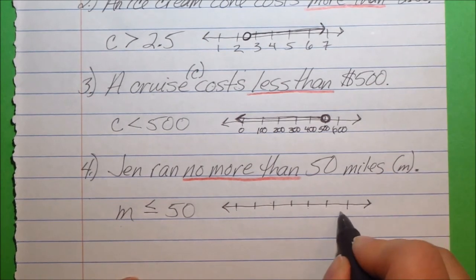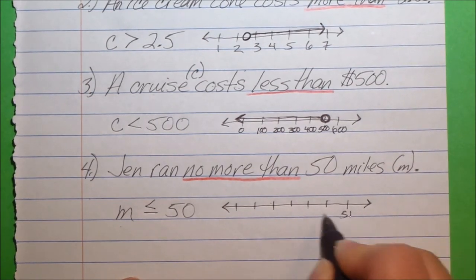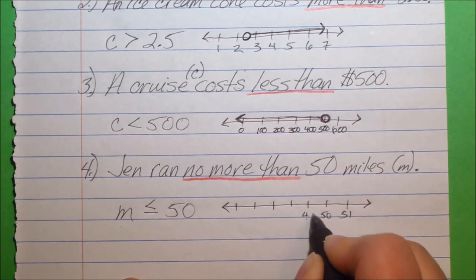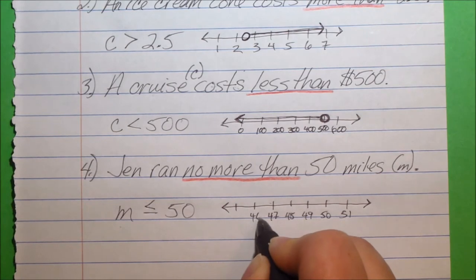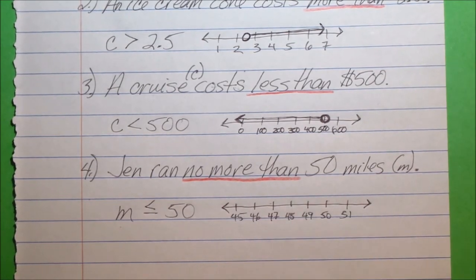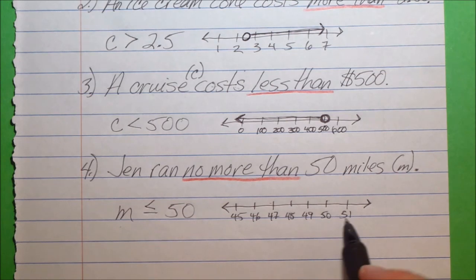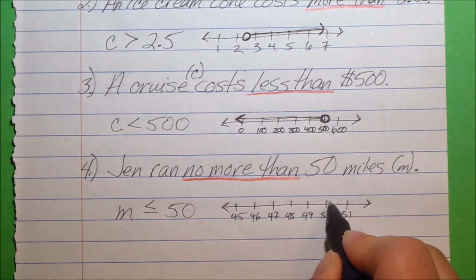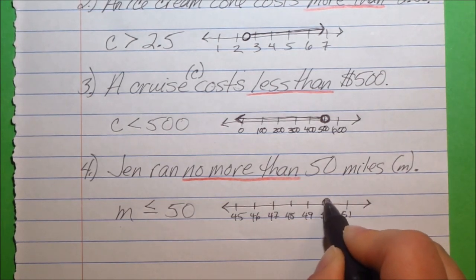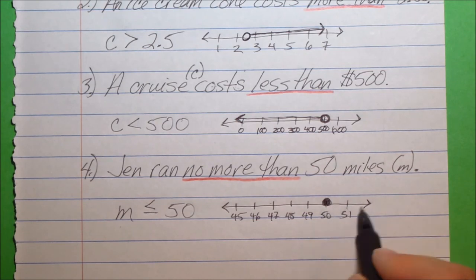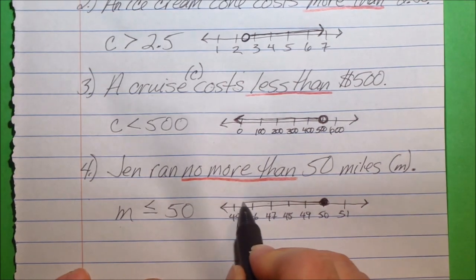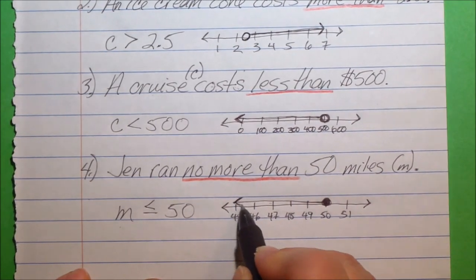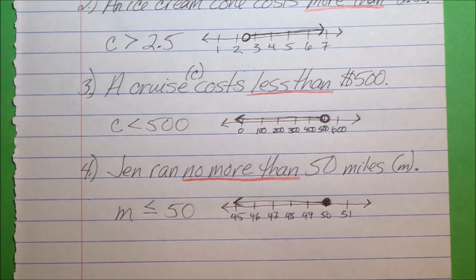All right, so I'm going to do, let's see, 51, 50, 49, 48, 47, 46, 45. So less than or equal to. It's possible that she ran 50 miles, isn't it? She just didn't run any more than 50 miles. So I'm going to fill in that circle. She ran something less than 50 miles, or possibly 50 miles. All right? So that's what that inequality would look like.